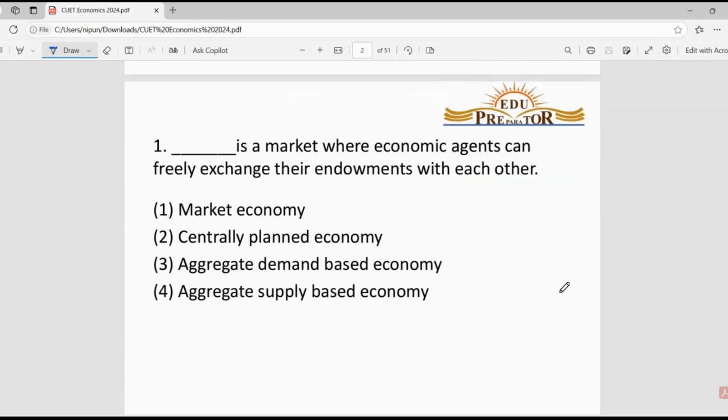So question number one: dash is the market where economic agents can freely exchange their endowments with each other. You are aware that in a centrally planned economy, it is the government that takes all the decisions. Whereas aggregate demand and aggregate supply based economies represent a kind of economy which is either demand dominated or supply dominated. However, in a market economy, both the forces, demand and supply, play an equal role and the economic agents freely exchange their endowments. Therefore, the correct answer to this question is option number one, that is market economy.